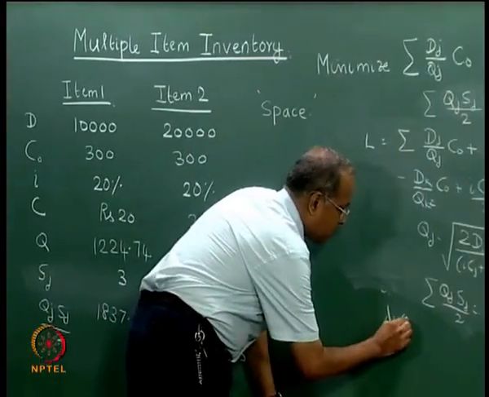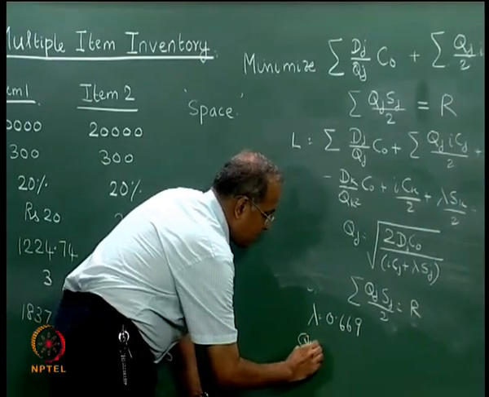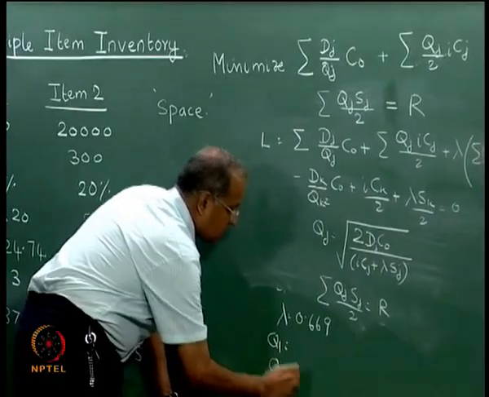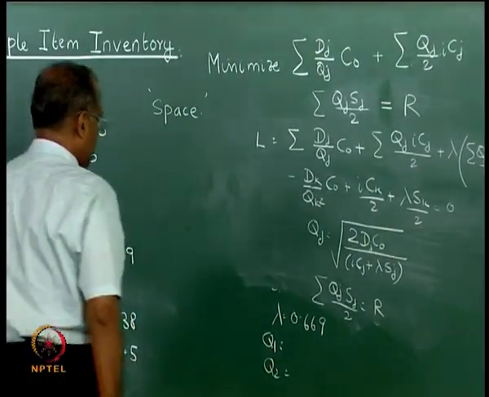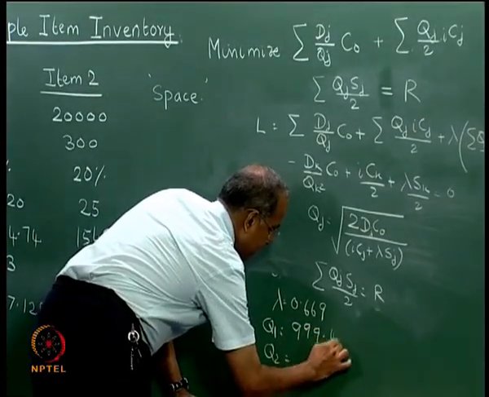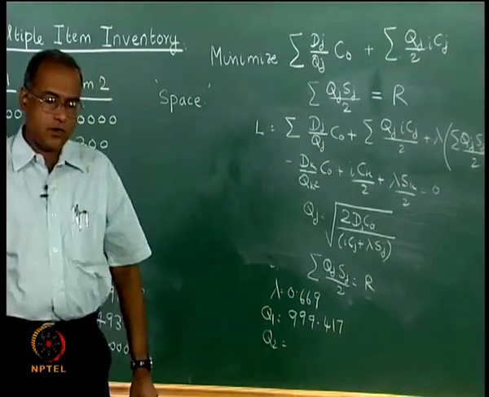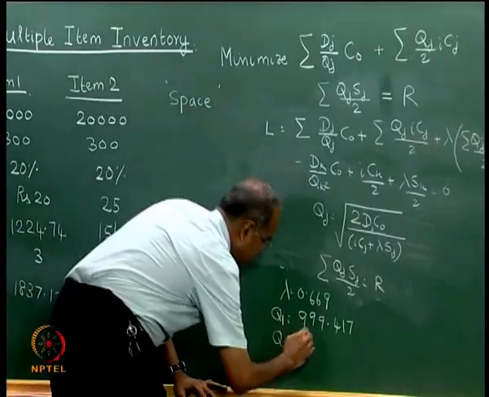So lambda equal to 0.669 gives us Q1 equal to 999.417 and Q2 as 1250.326.